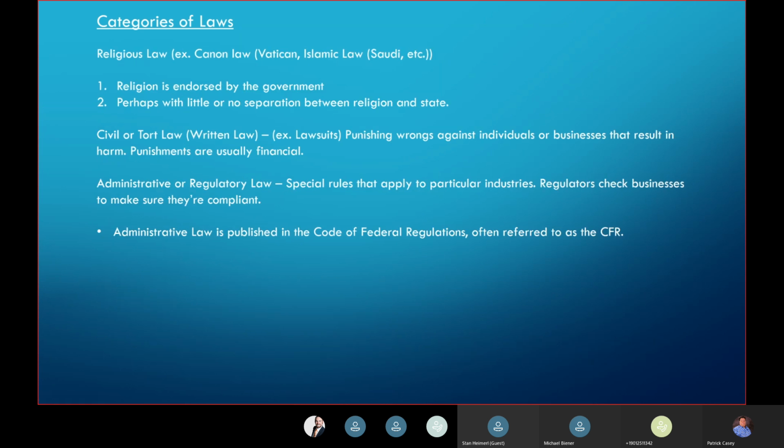Religious laws. These are canon laws such as Vatican law with Catholics, and Islamic law over the Muslim religion. These things are very strongly tied to their governments. I really think Islamic law is tied more to the government than the Vatican law. But you will see that the government is so tied to that religion that they've intertwined it holistically throughout their entire law system. So religion is endorsed by the government, perhaps with little or no separation between religion and state.